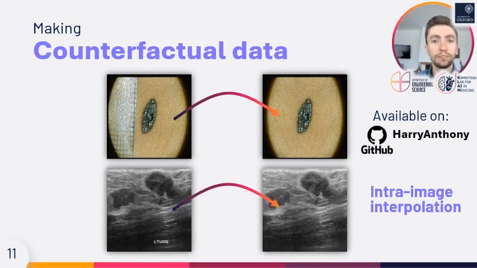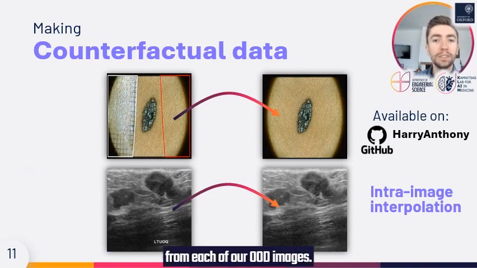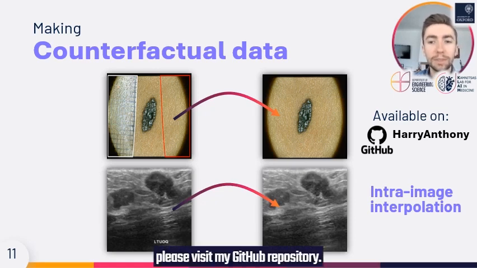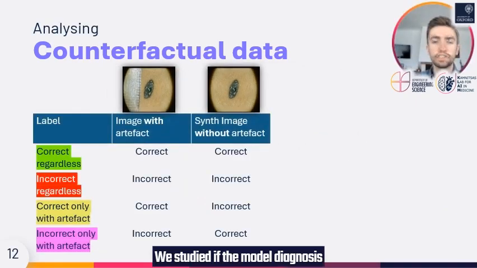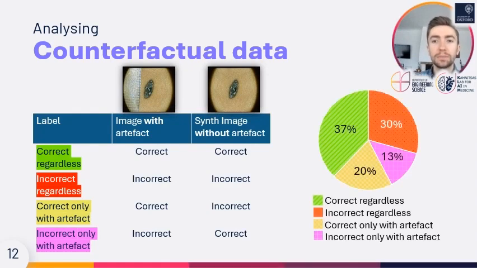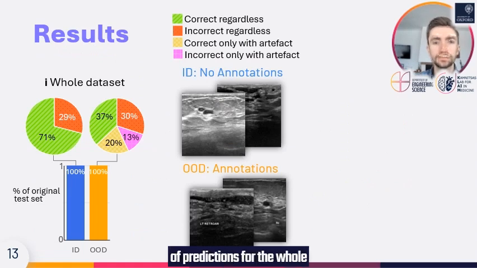To analyze this further, we created a counterfactual dataset by synthetically removing the OOD artifact from each of our OOD images. This was done using intra-image interpolation, where we replaced the artifact with another patch from the same image. For more details on how this dataset was made, please visit my GitHub repository. We studied if the model diagnosis was correct with the artifact and without the artifact using our synthetic images. We then used this to classify all of our OOD images into 4 groups, depending on if the model diagnosis changed. Here are the distributions of predictions for the whole of the BreastMNIST dataset, where the pie chart shows our 4 categories of predictions discussed before.